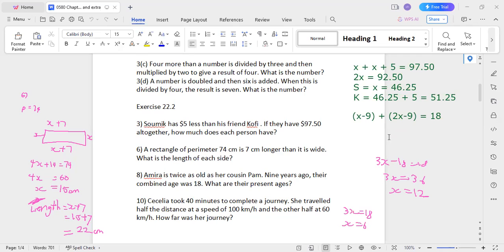How do you construct this equation now? So now their age is what, 12? Amira is 21 and Pam is 15. No, now it's 12 and 24, because you have to set the equation up in the first place. If Pam is x years old, then Amira is 2x. So 9 years ago, you have to minus 9, because both of them will be younger. And once you add both of them together, it's equal to 18.